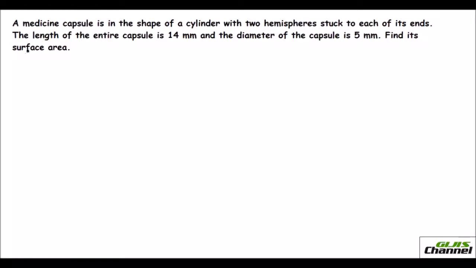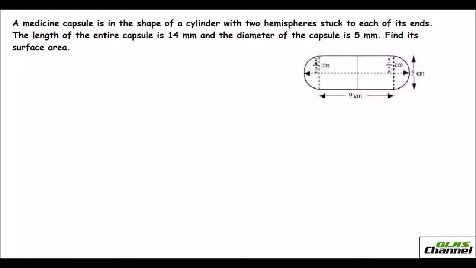In this second problem, they say a medicine capsule is in the shape of a cylinder with two hemispheres stuck to each of its end. The length of the entire capsule is given as 14 millimeters and the diameter of the capsule is 5 millimeters. You are to find out its surface area. So imagine this is the capsule and you find that till here it is cylindrical in shape, and onto both ends you have the hemispheres attached. And they say the total length is given as 14 centimeters. This total length of the capsule is 14 centimeters.